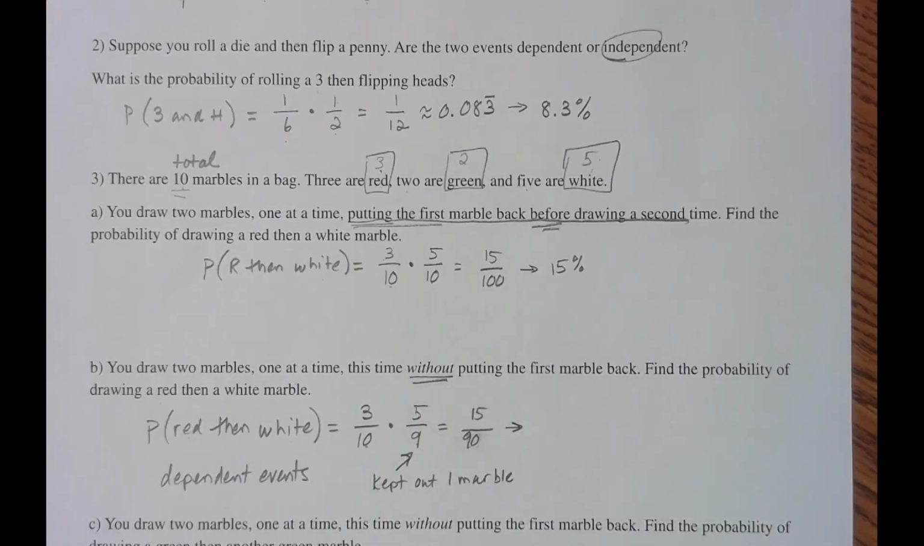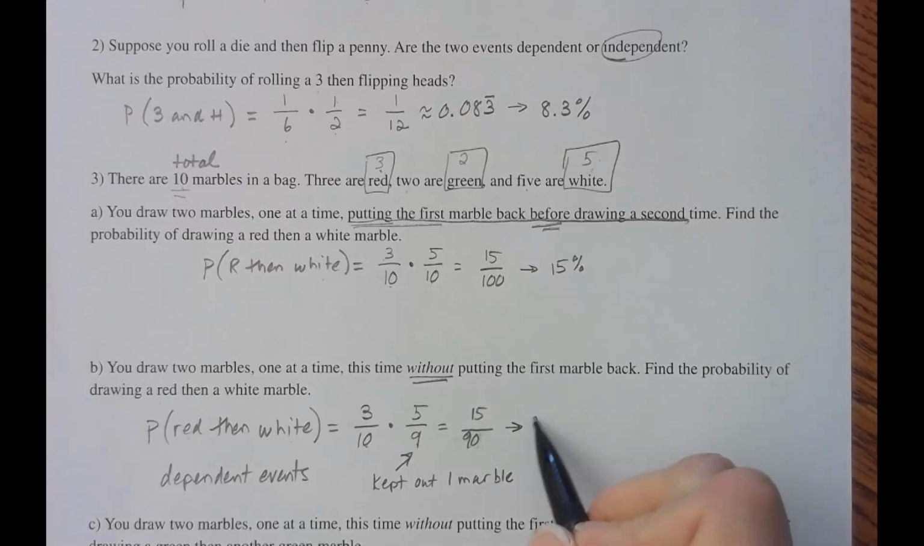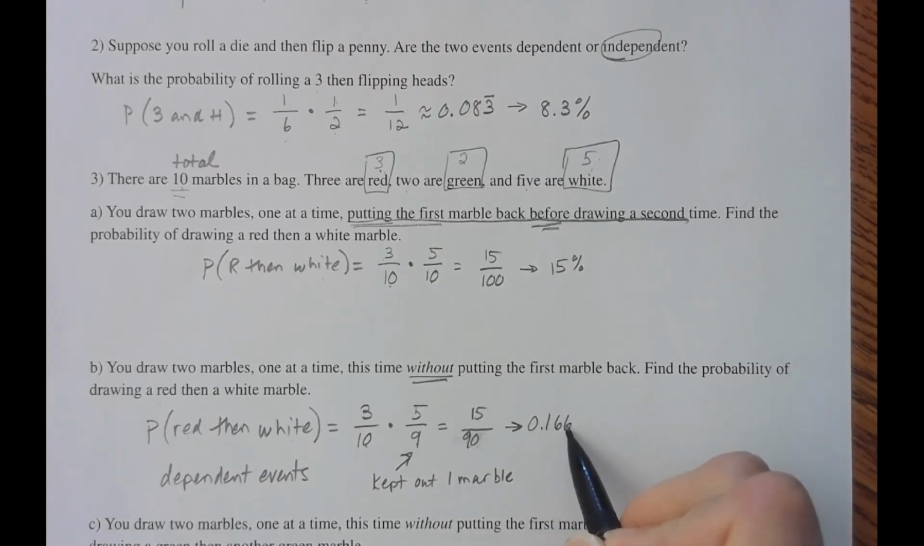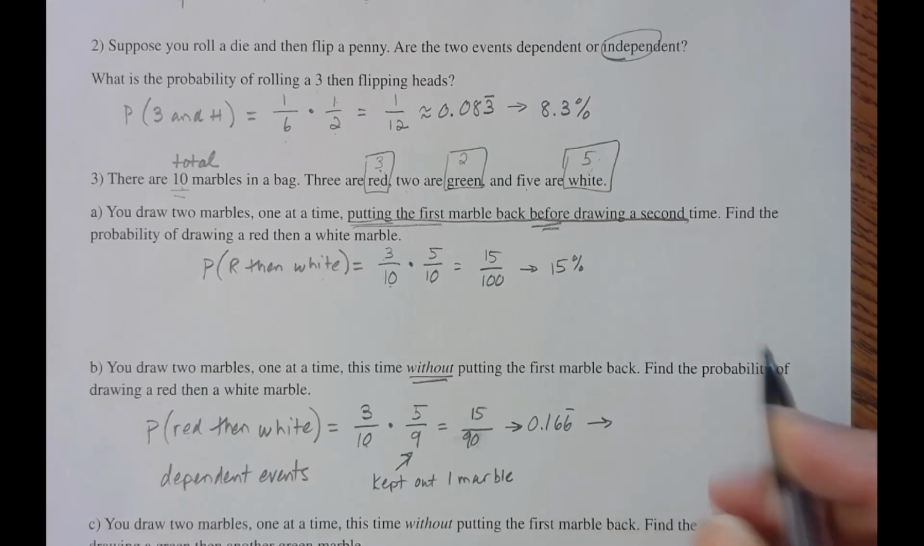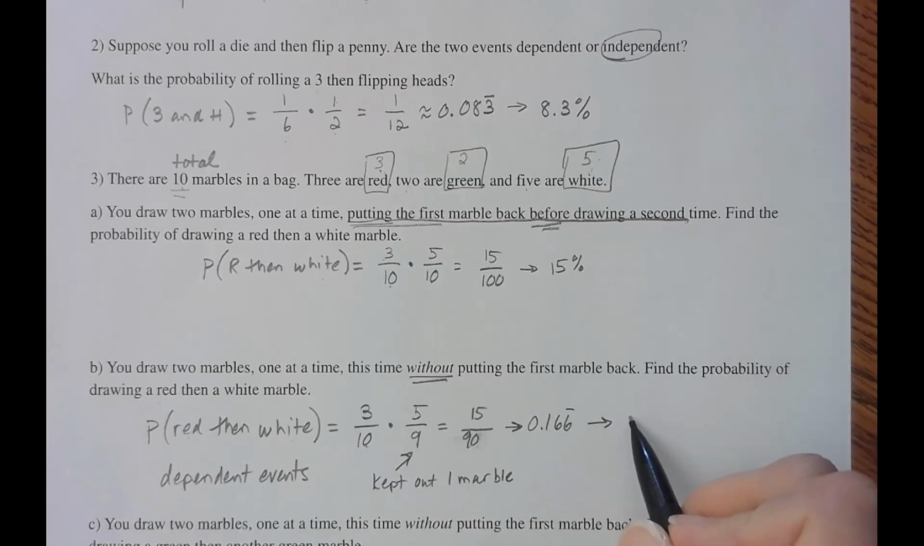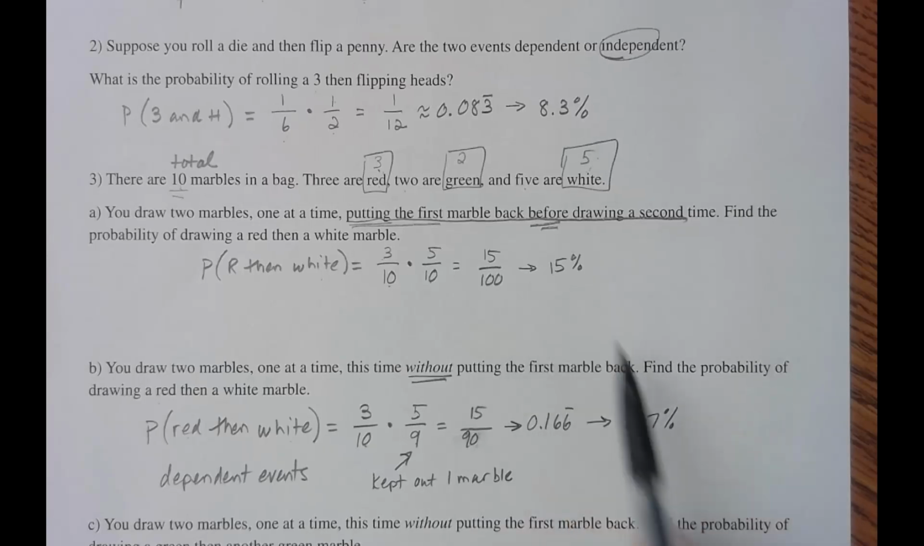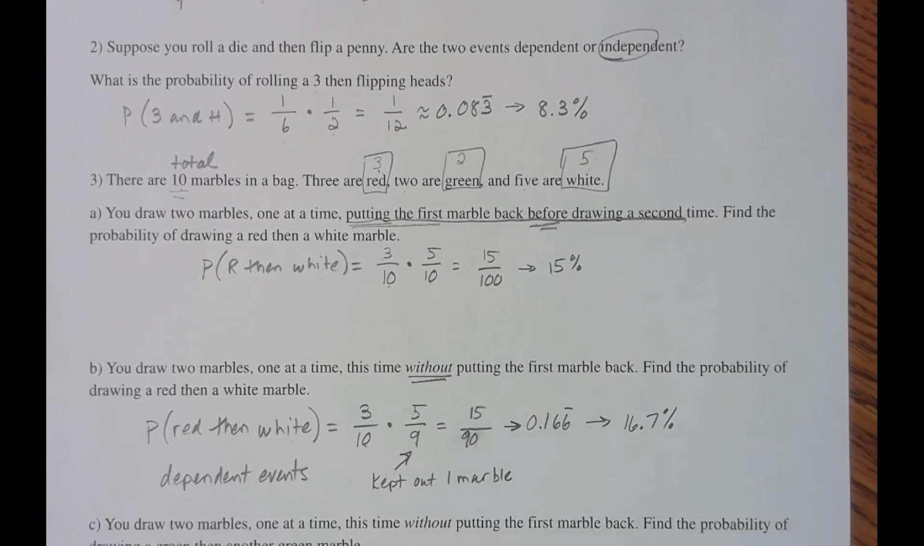15 divided by 90 is 0.16 repeating. So that is approximately, I'm going to round off to 16.7%. It's a little bit better chance. Not much, but a little bit.